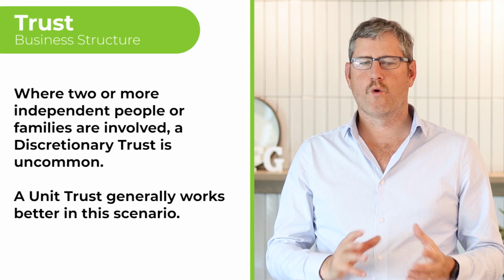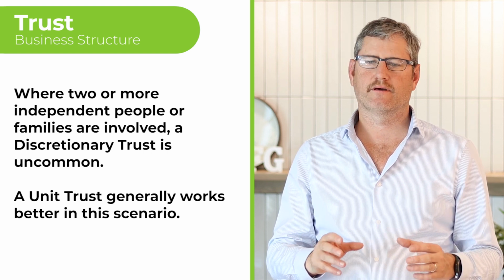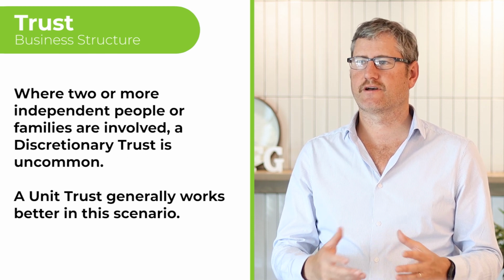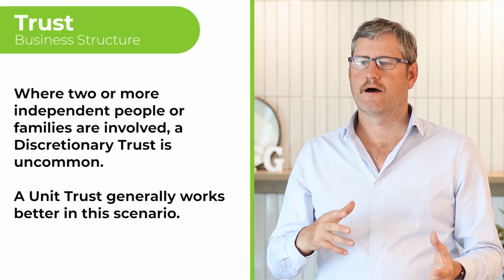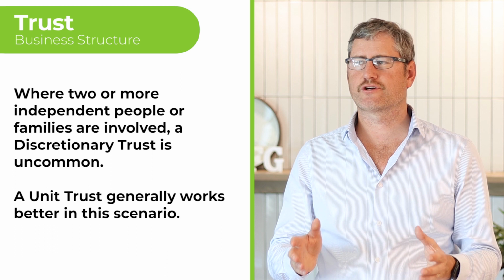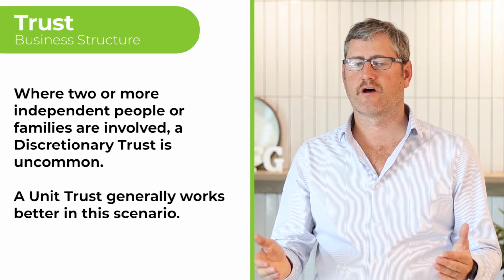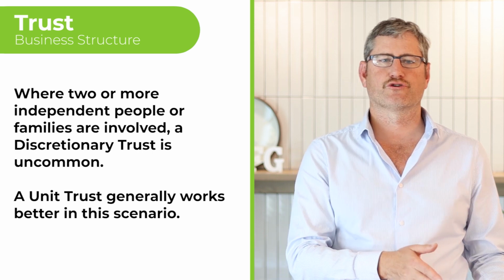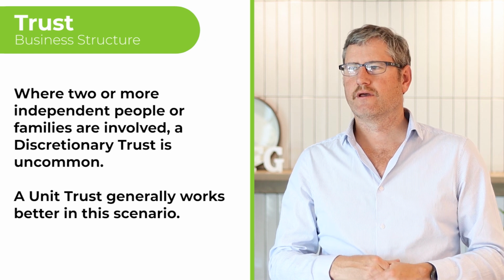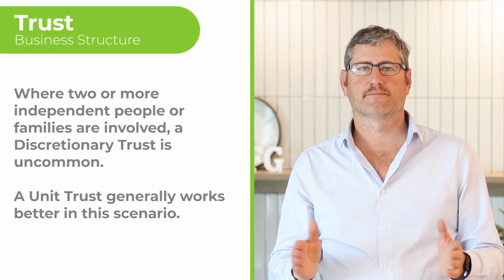Where we have two or more independent people or families involved in a business, it would be uncommon and not appropriate to use a discretionary trust, as the trustee has no fixed instructions as to who's to receive the income. It's all discretionary, and therefore one family might benefit more than the other. So in that instance, that's where a unit trust would be more appropriate, as that sets out the percentage of units held and therefore gives the trustee more guidelines as to how that is to be split.